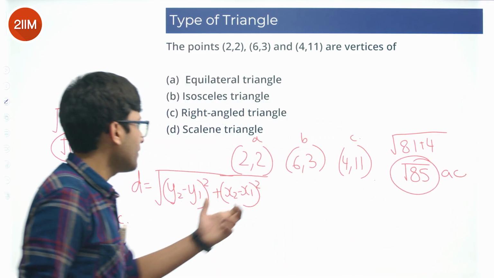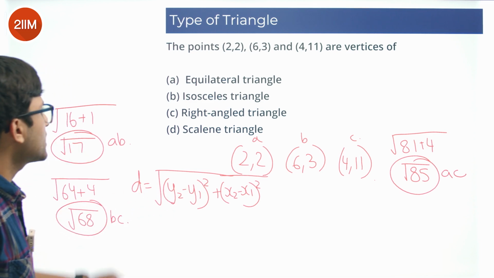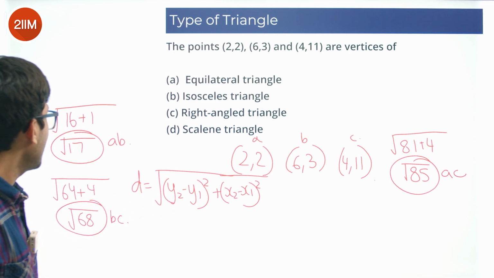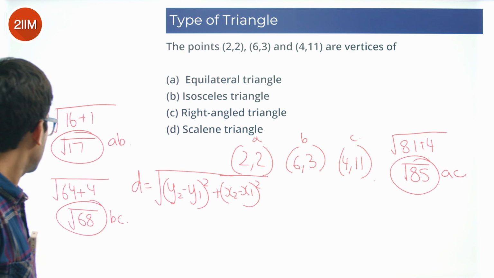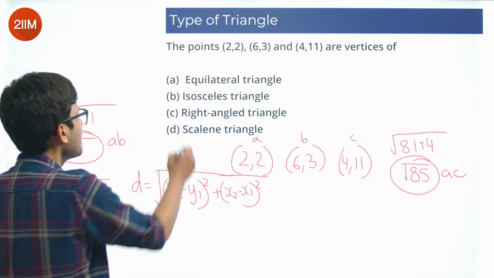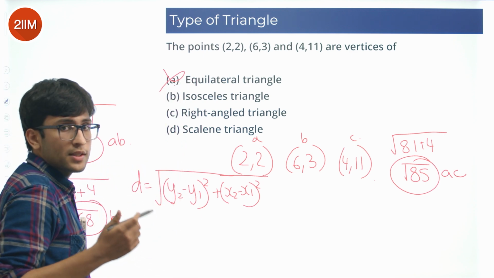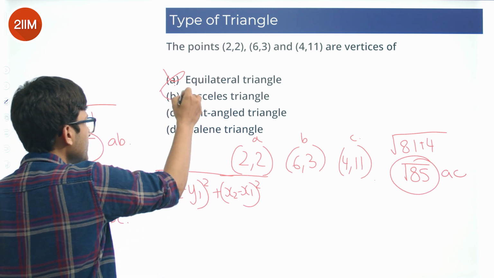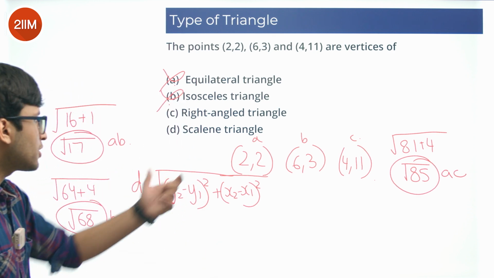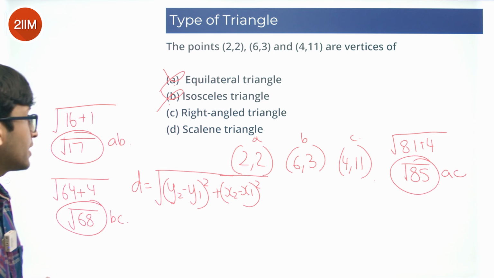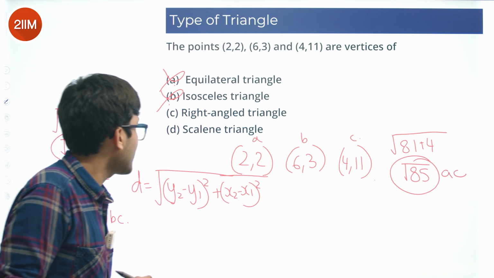So these are my 3 values, 85, 68 and 17. So first of all, the distances are not equal. So this is not an equilateral triangle. This is also not an isosceles triangle because the values are different from each other. The third is right angle triangle.